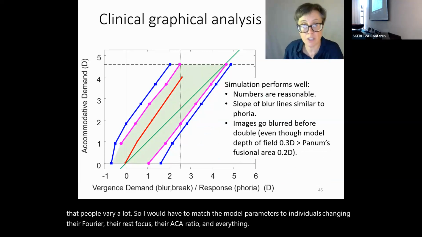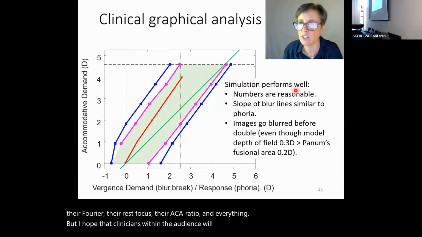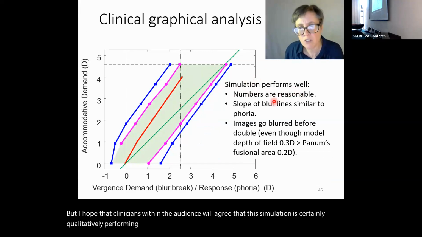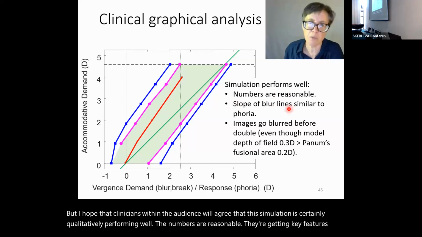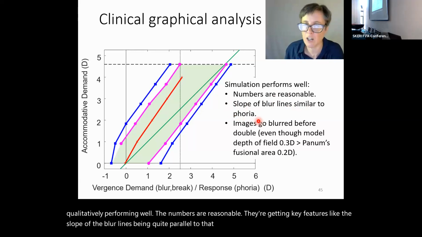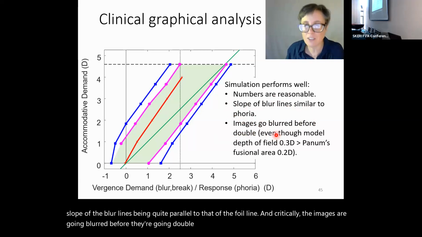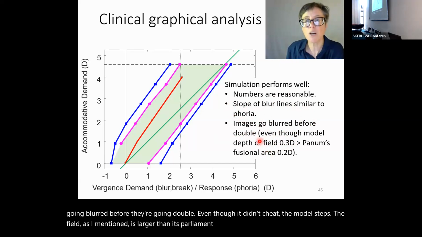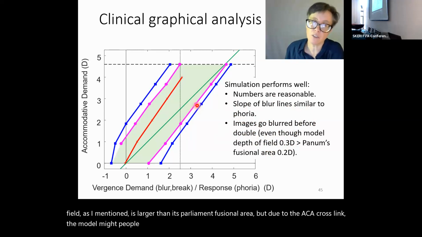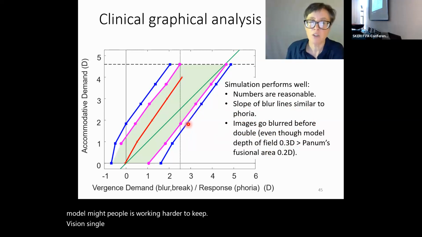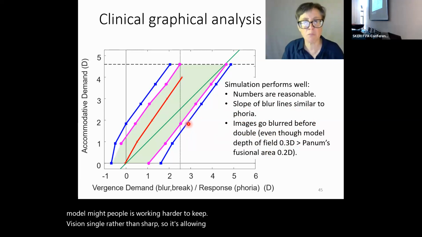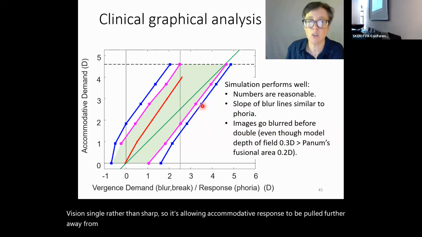But I hope that clinicians within the audience will agree that the simulation is certainly qualitatively performing well. The numbers are reasonable, we're getting key features like the slope of the blur lines being quite parallel to that of the Fourier line. And critically, the images are going blurred before they're going double. Even though I didn't cheat, the model's depth of field, as I mentioned, is larger than its Panum's fusional area. But due to the CA crosslink, the model, like people, is working harder to keep vision single rather than sharp. So it's allowing accommodative response to be pulled further away from demand in order to keep Vergence response close to Vergence demand.